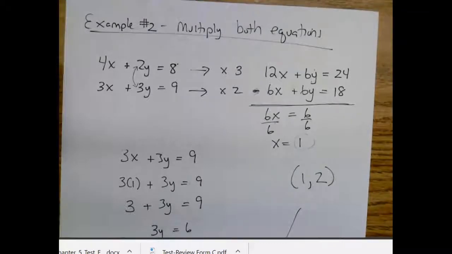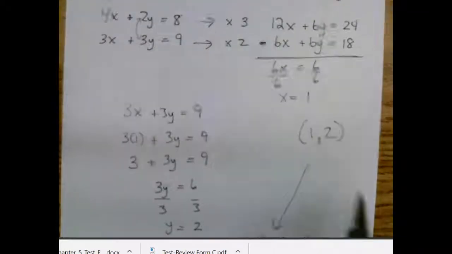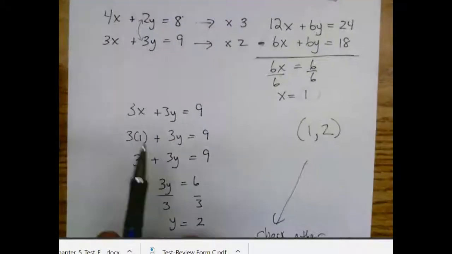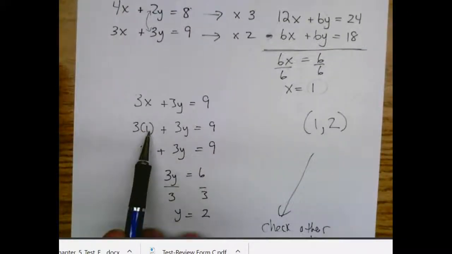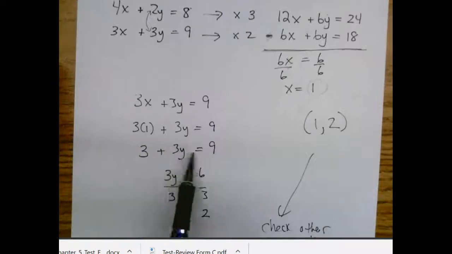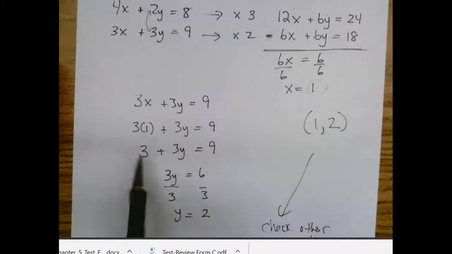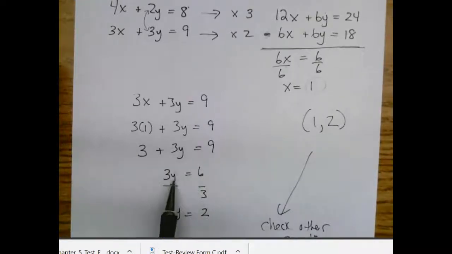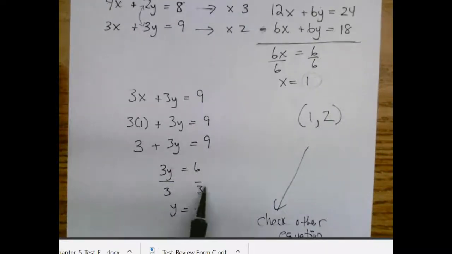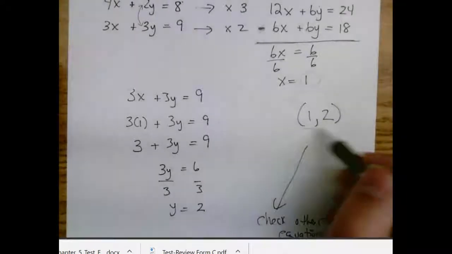Okay. We then take that answer, and plug that in for x in the other equation. So here we have 3x plus 3y equals 9. We plug in 1 for x. We get 3 plus 3y equals 9. Then we're going to minus 3 from both sides. And then we're going to have 3y equals 6, divide by 3, and we get y equals 2. So that's our answer.